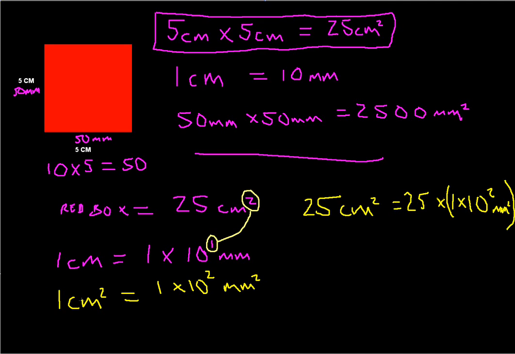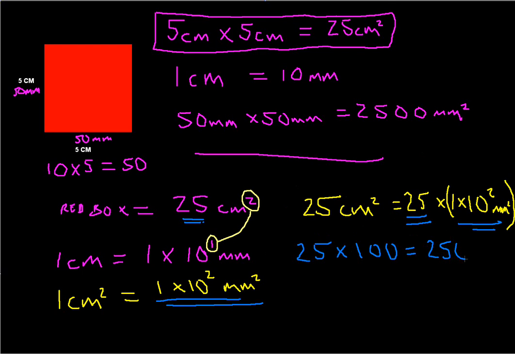So all we're doing is timesing this formula here by 25, not just 1. 1 times 10 to the 2 is 100, yeah? We can figure that out. So 25 times 100 equals 2,500 millimetres squared. If you check up here, it all figures out. 2,500 millimetres squared.